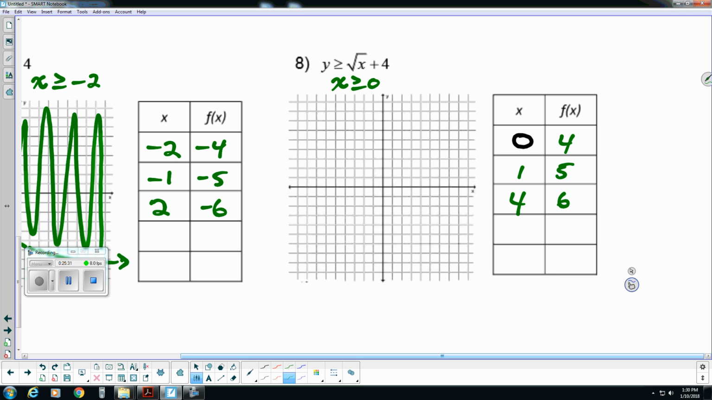A couple things. Since I have a greater than or equal to, I'm going to shade above. I'm going to have a solid line and a closed dot. So at 0, 4, I'm going to have a closed dot. 1, 5, 4, 6. Solid line. Shade above.